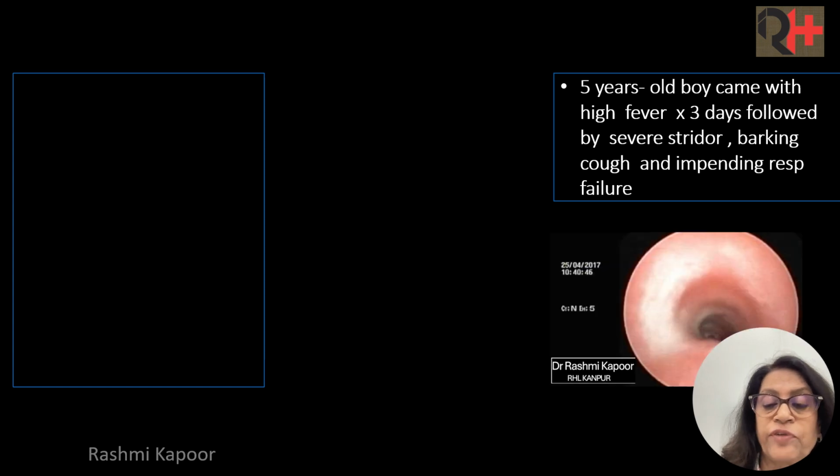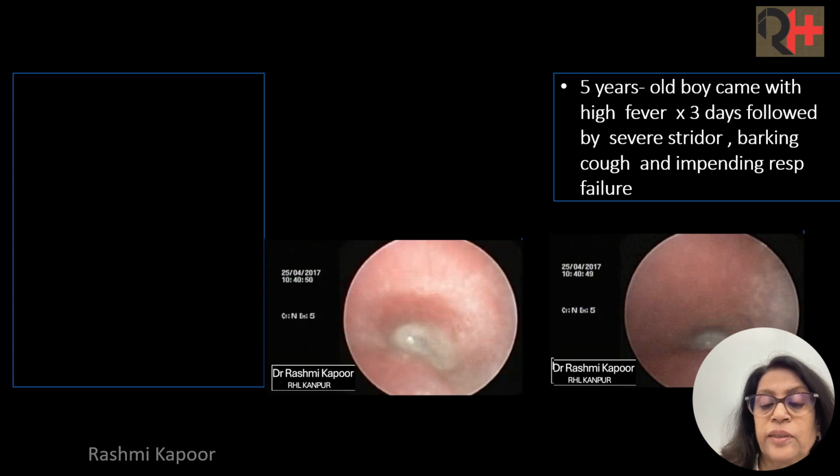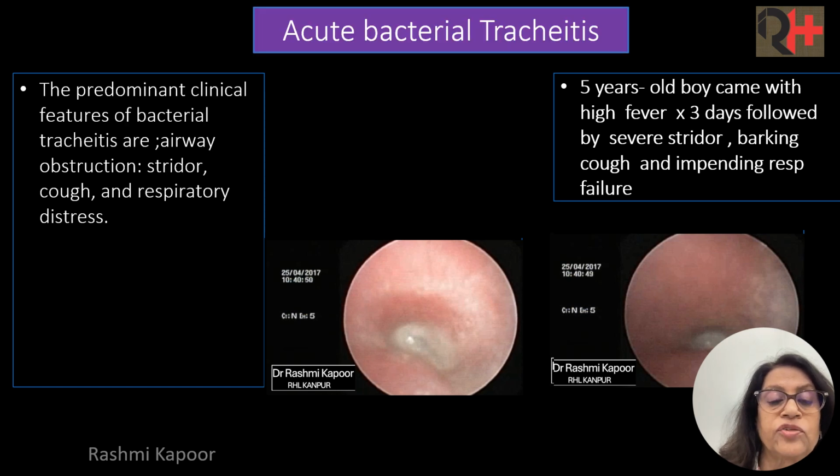A 5-year-old child came with high fever for 3 days, followed by severe stridor, barking cough, and impending respiratory failure. We did the bronchoscopy, and as soon as we put in the bronchoscope, we found pus coming out of the glottic opening, at the subglottic space. And see, the trachea is full of pus. No tracheal lumen is visible. This is a completely obstructed trachea by pus. So this is acute bacterial tracheitis.